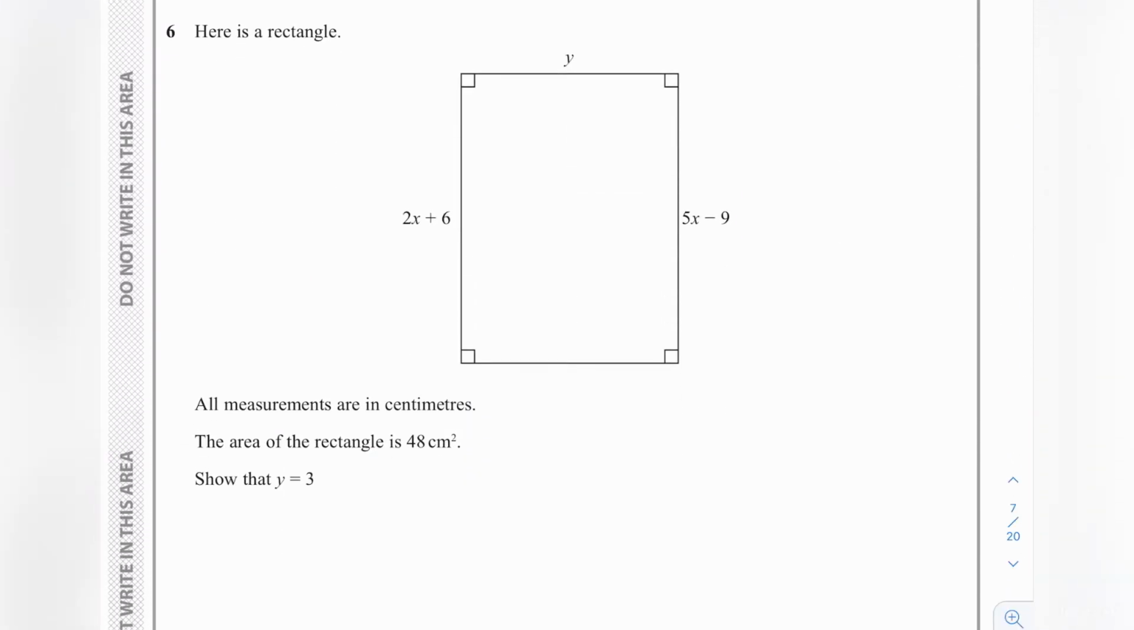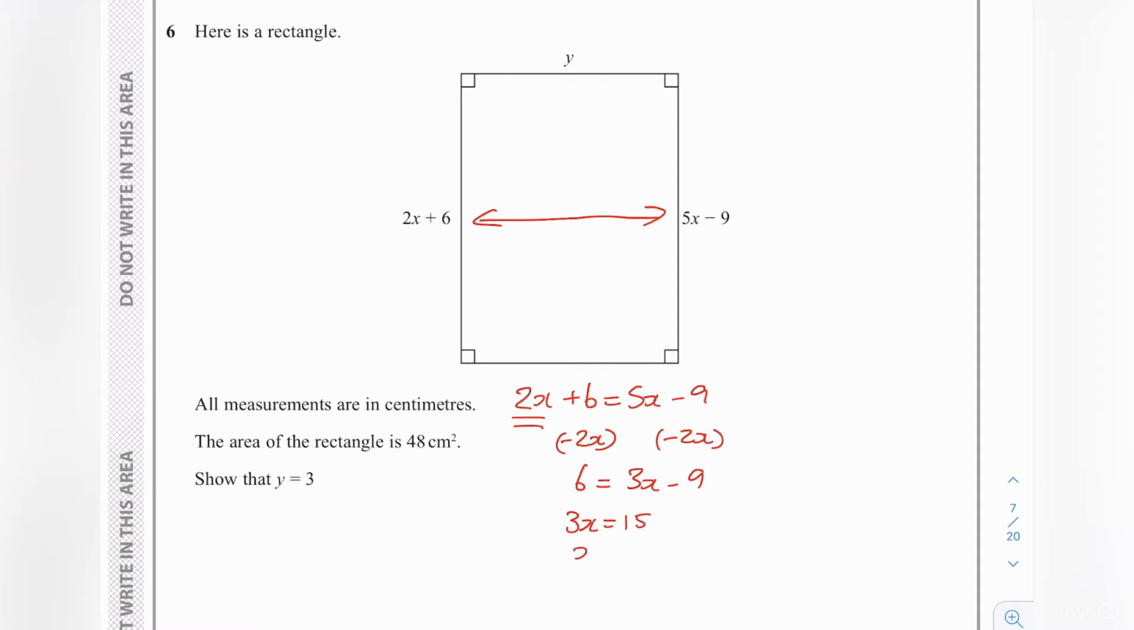On question 6, we've got a rectangle. We know opposite sides are equal in a rectangle. So straight away we can write 2x plus 6 equals 5x minus 9. Now we've got an equation we can solve to find x. We get rid of the smaller amount of x from both sides. That leaves us with 6 is equal to 3x minus 9. Now we can add 9 to both sides, which will get us to 3x is 15. And then that allows us to work out that x must be 5.